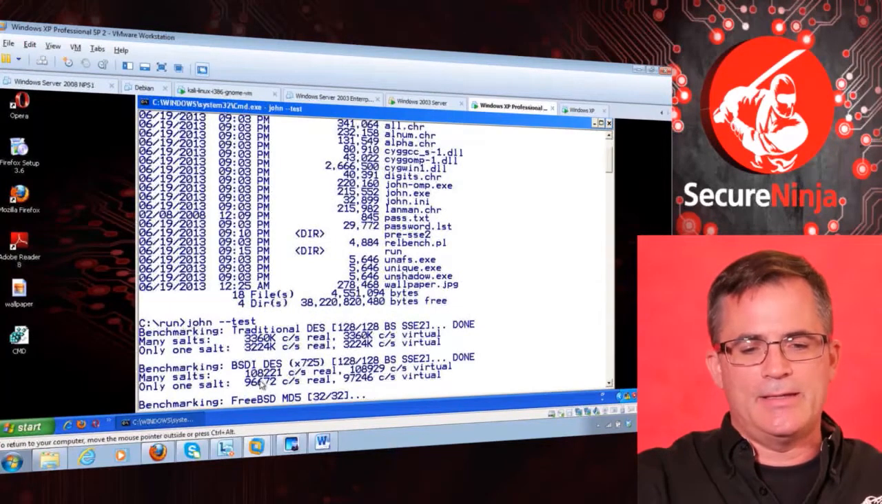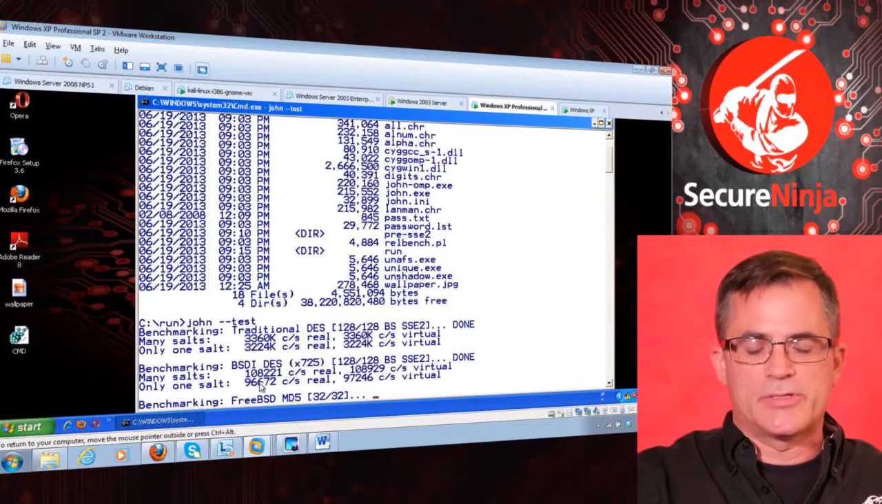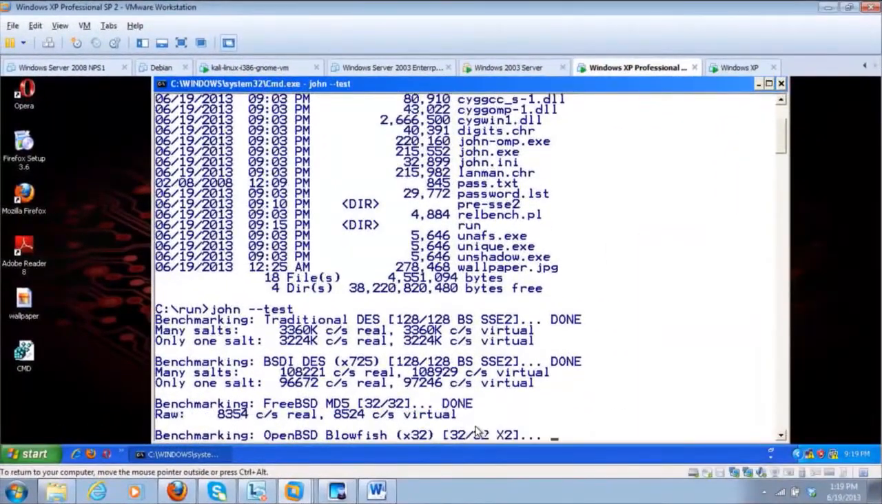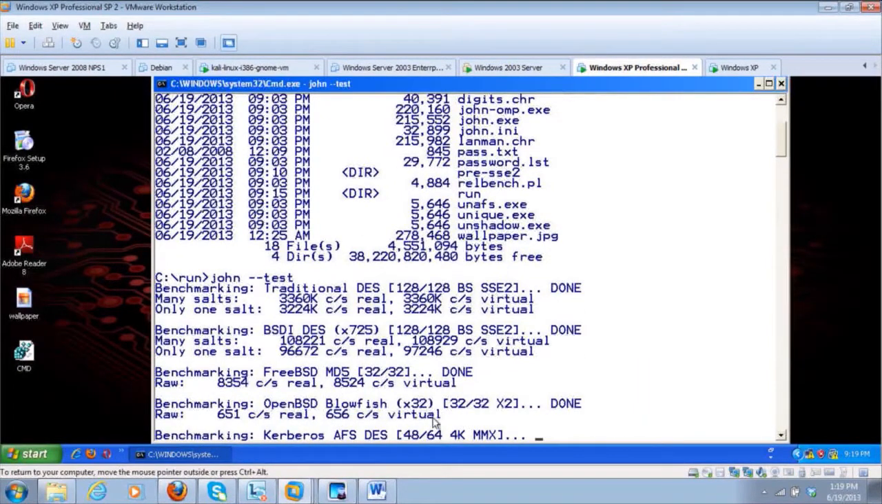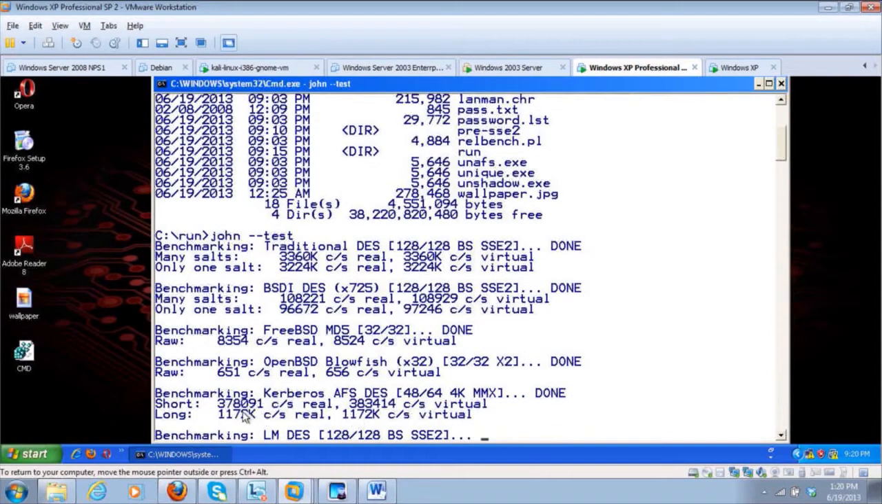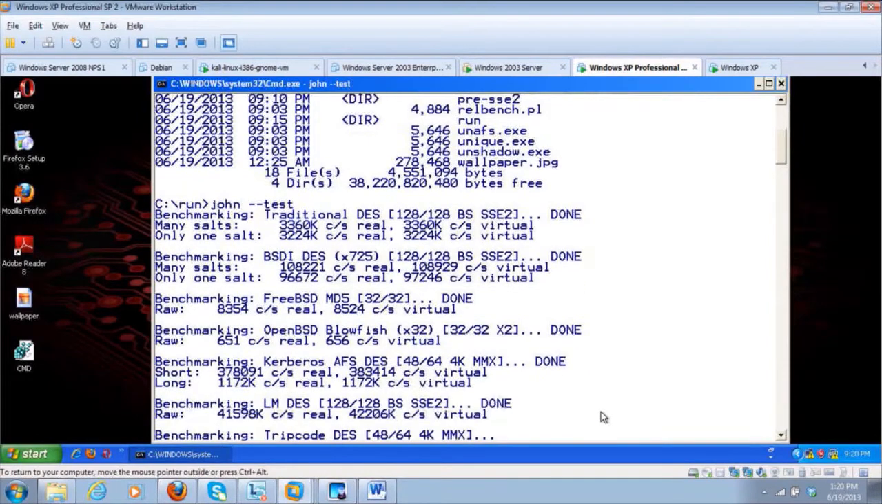So BSDI is 108,000 crypts per second. FreeBSD is 8,300 to 8,524 crypts per second. OpenBSD, which uses Blowfish, is only 651 to 656 crypts per second. Kerberos, very popular, even used in Windows today, it can do 378,091 crypts per second. And now LanMan.